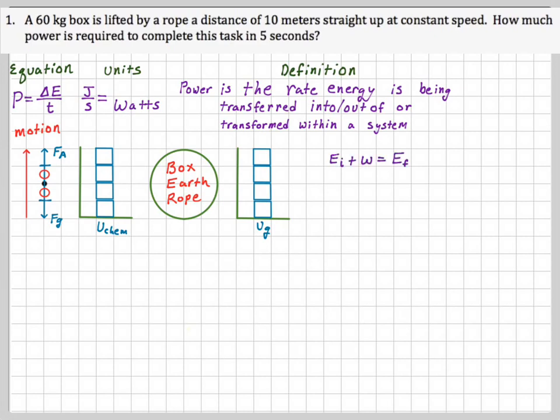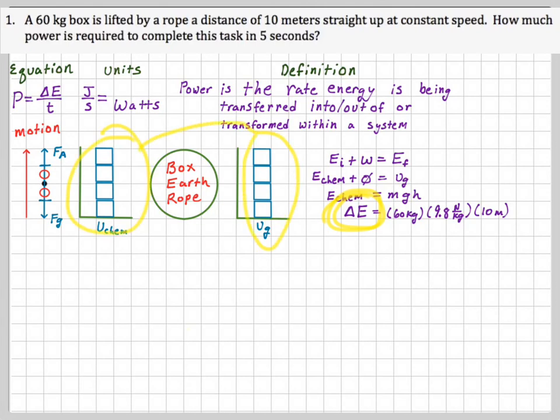Now we can jump into our energy initial plus work equals energy final equation. And we know that initially we've got chemical energy, and there's no work being done on the system, and in the end there's gravitational potential energy. So in the end we've got chemical energy is going to equal mgh. And ultimately this is our transfer of energy. Energy is transforming from chemical energy to UG. That is our delta E. That is our transformation of energy. So if we can find our mgh, then we found our delta E.